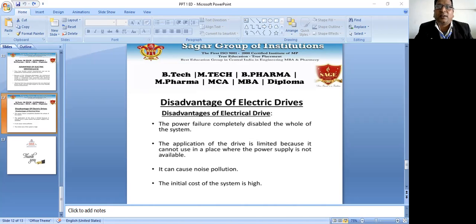Description of parts of the electric drives. First, the power modulator. So what is the power modulator? The power modulator regulates the output power of the source, and it transmits the power from the source to the motor in such a manner that the speed torque characteristics required by the load are met. So this is what the power modulator performs.